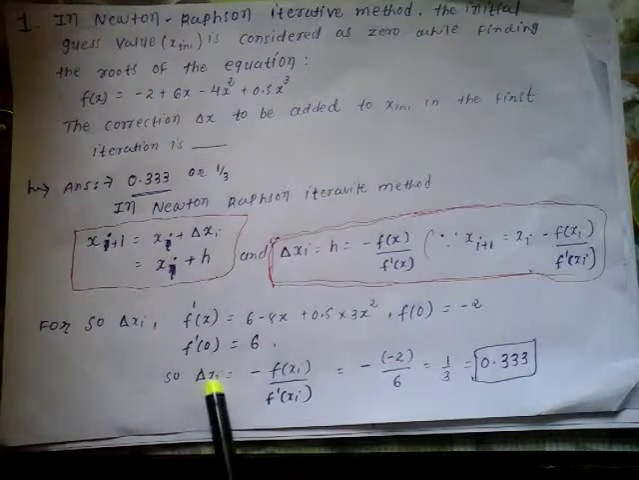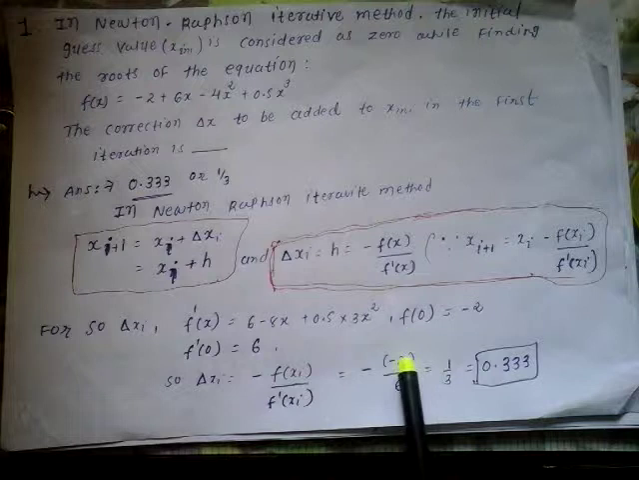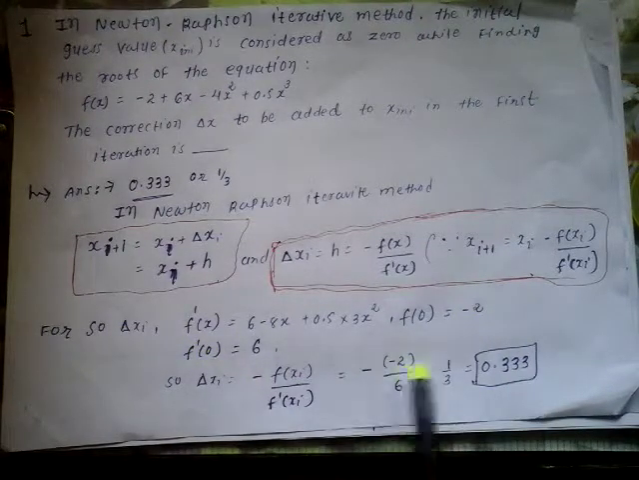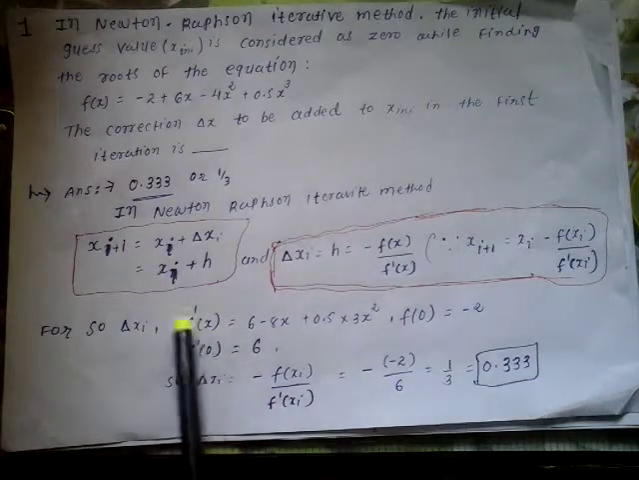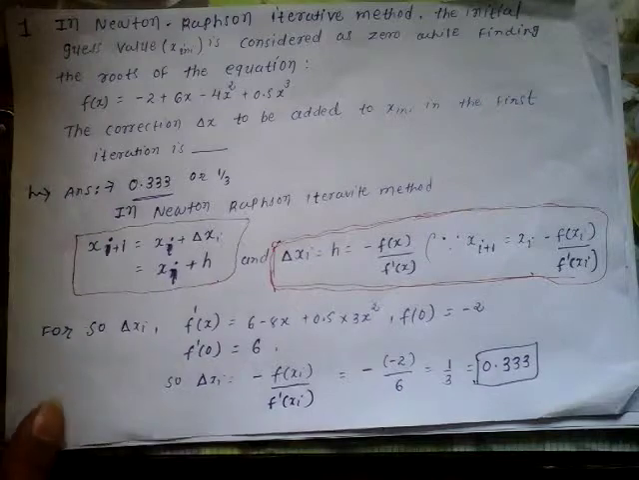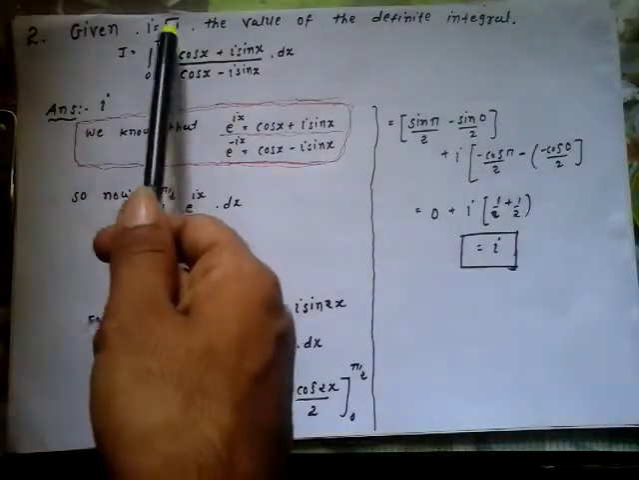Delta xi is equal to h is equal to minus f of xi upon f dash xi, which is minus of minus 2 upon f dash xi, which is 6. So the answer will be 0.333 or 1/3. Got it?